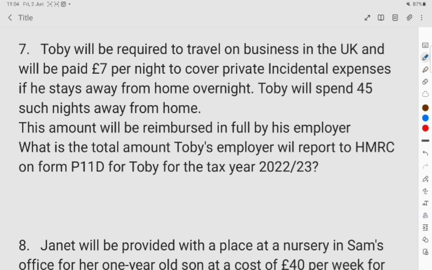So as the person stays for 45 nights, 45 into 7, so this is 315.